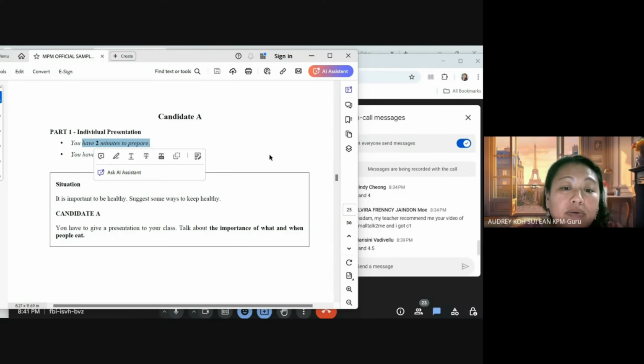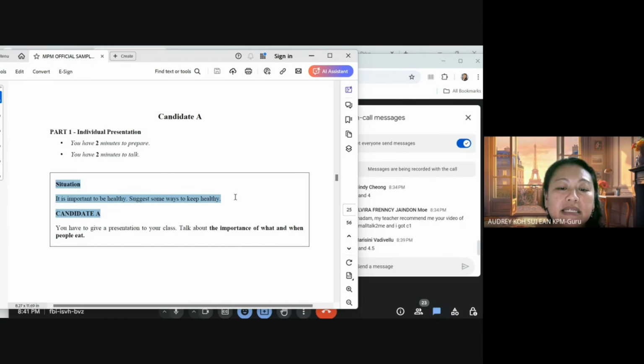So now you're not allowed to write any notes while your friends are presenting. This is fairer in a sense, because in the past, candidate D would have more time to write more notes, you see. So now everybody stops at 2 minutes flat, and then candidate A starts to speak. So the situation is, it is important to be healthy. Suggest some ways to keep healthy, which is very simple, basic information.